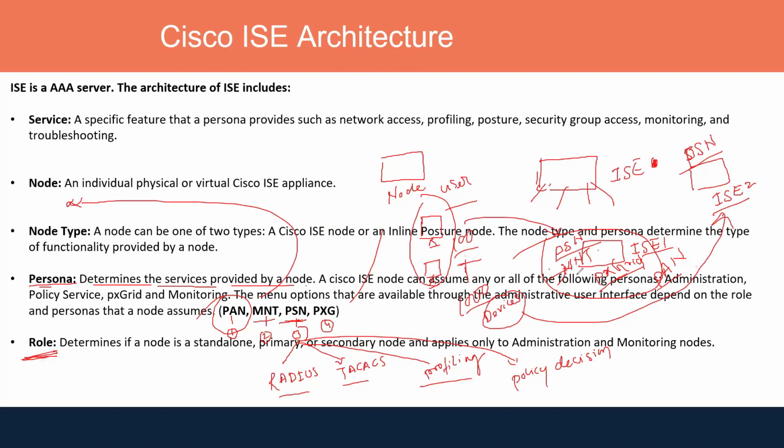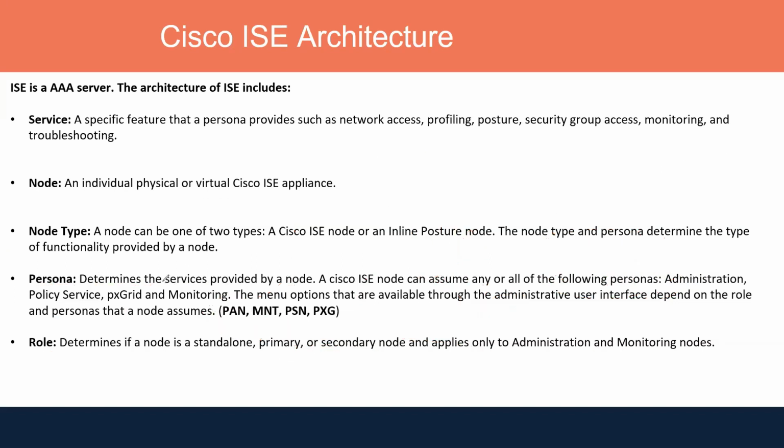So on ISE 2, if you want to do the monitoring, you have to do the monitoring from the PAN, which is ISE 1 only. But authentication itself it can do for the devices, because here PSN is running. So what I mean to say is, the persona is going to determine what services that particular ISE node is going to provide, whether it is providing authentication services, monitoring services, administration services, or third-party device integration.